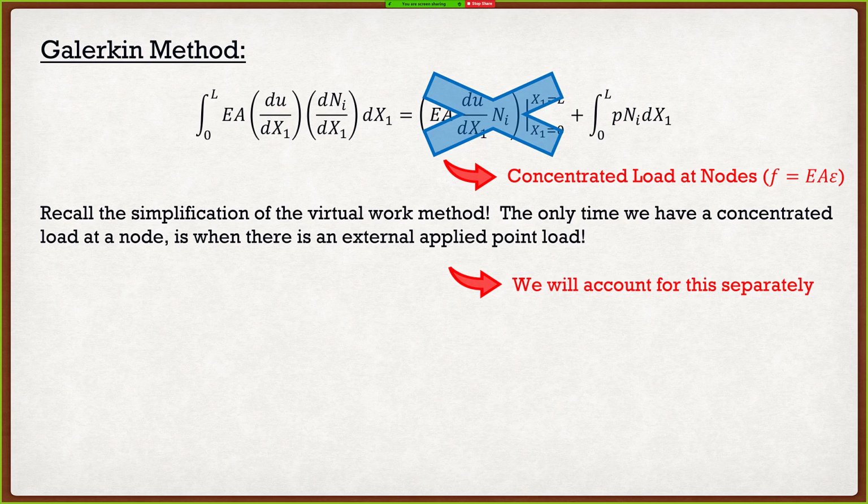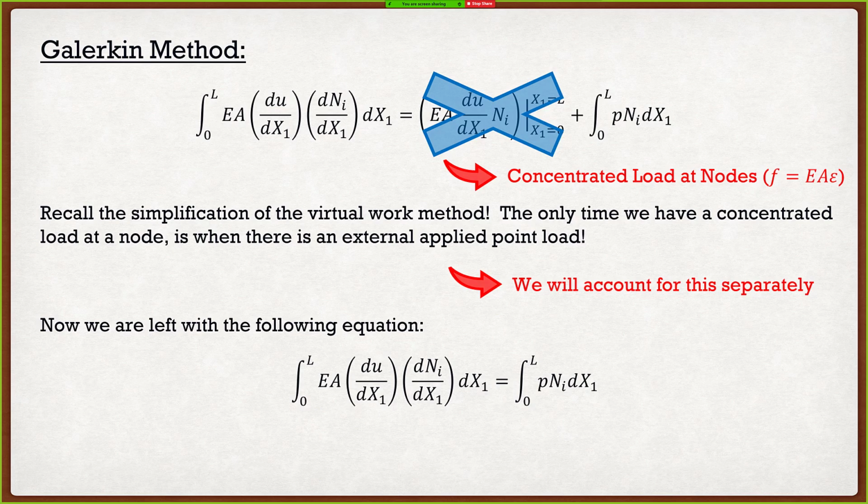So we're going to completely neglect this term. If we do that, then our following equation is this: we have the integral of EA multiplied by du over dx multiplied by dNi over dx, and this is going to be equal to the integral over the length of the beam of P multiplied by Ni. Now we say, all right, this doesn't look too bad.